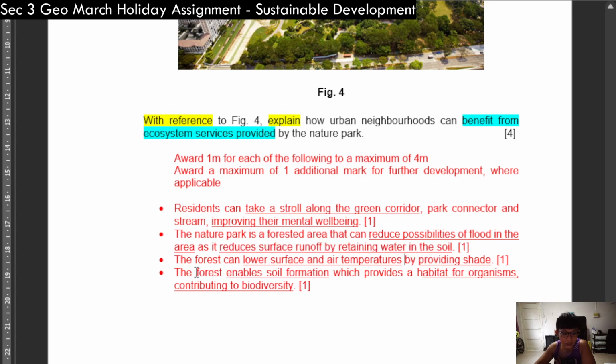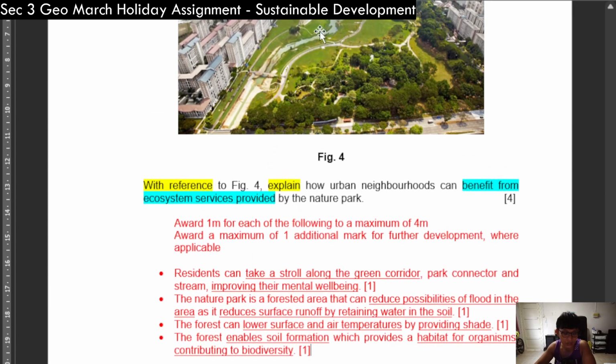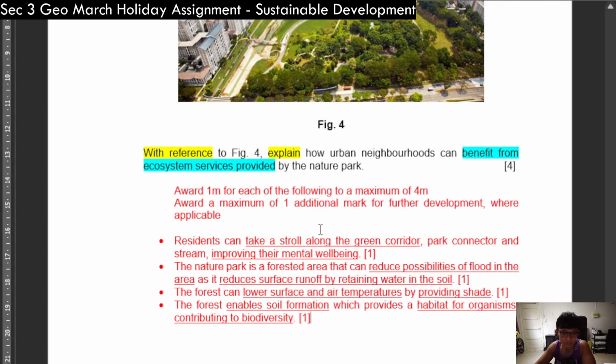So next benefit, the forest can lower the surface and air temperature by providing shade. Quite a straightforward point. And the last one, the forest can enable soil formation, which provides habitat for organisms, contributing to biodiversity. So these are all the benefits we can gain from the ecosystem in Bishan Park.